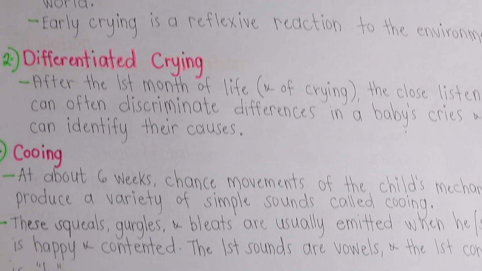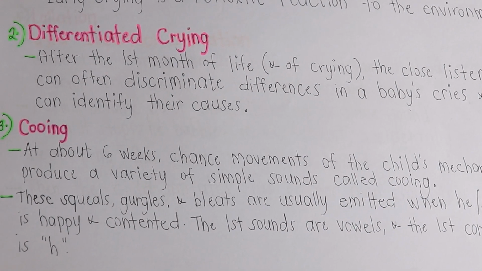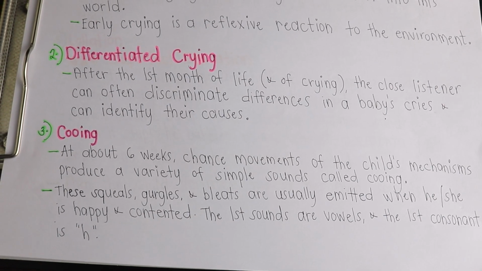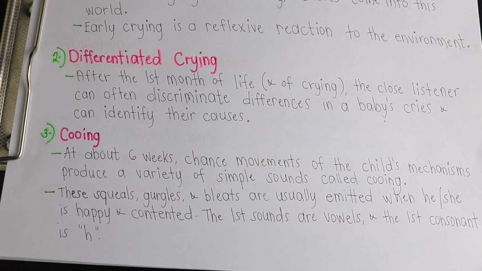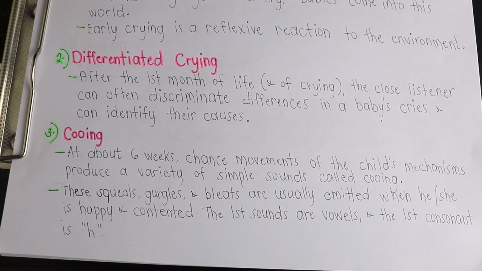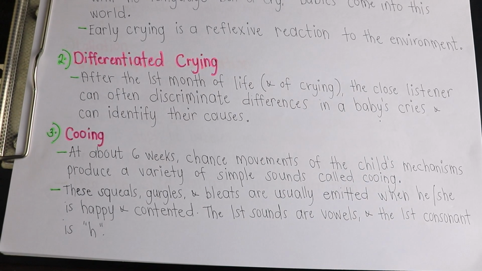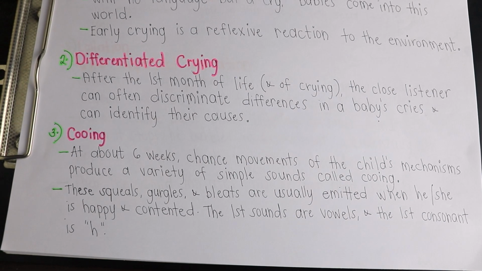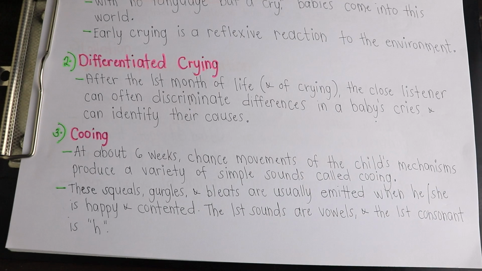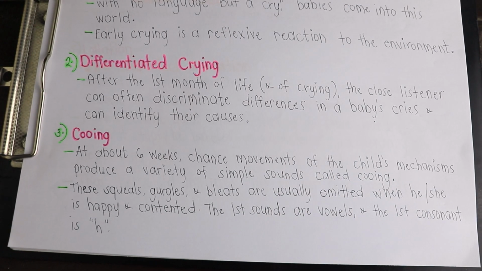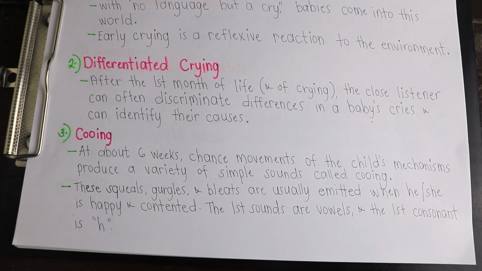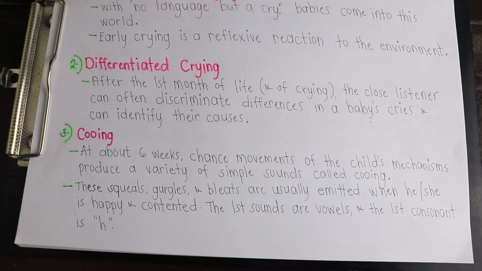Number 3, cooing. At about 6 weeks, chance movements of the child's mechanisms produce a variety of simple sounds called cooing. The squeals, gurgles, and bleats are usually emitted when he or she is happy and contented. The first sounds are vowels, and the first consonant is H.